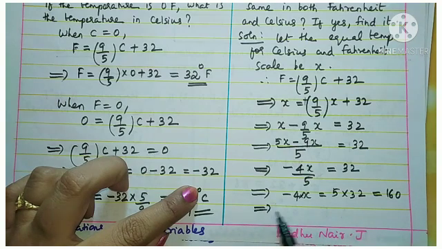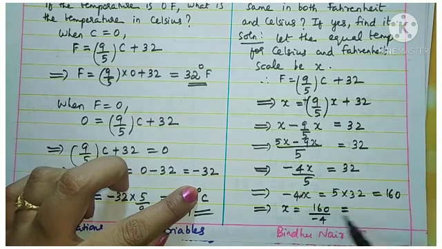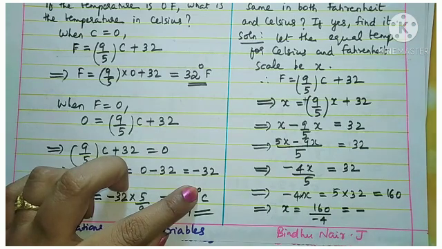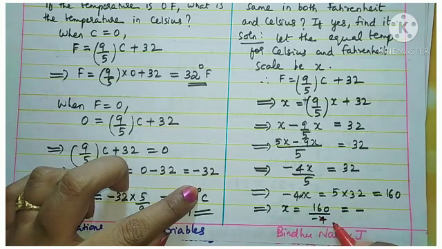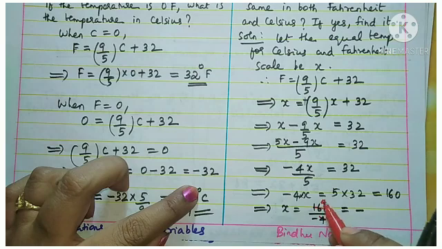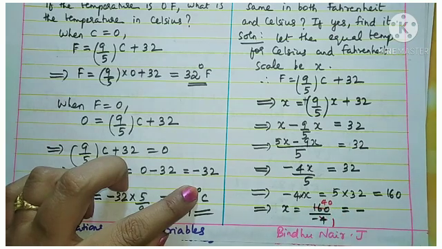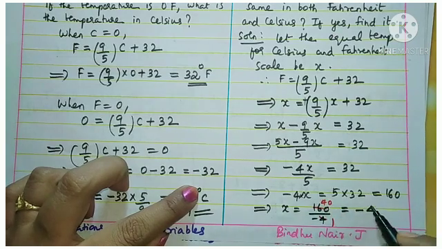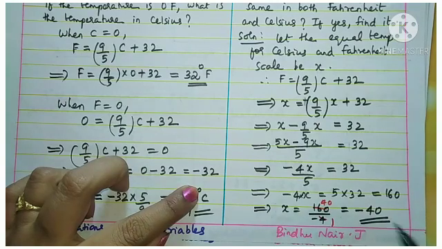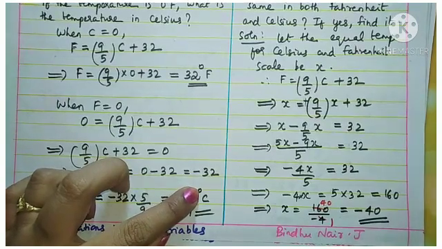So this implies the value of x is 160 divided by minus 4. Positive by negative is negative. And 160 and 4 can be cancelled by the 4 table. 1 4 is 4. 4 4s are 16, 0. So your answer is minus 40. So this is the required answer of your question.